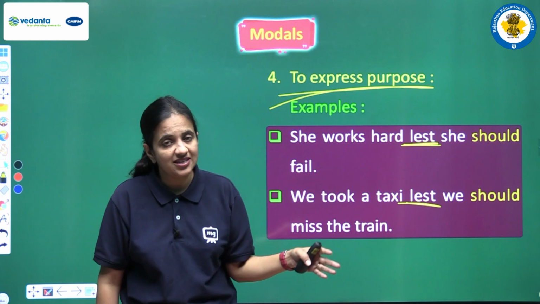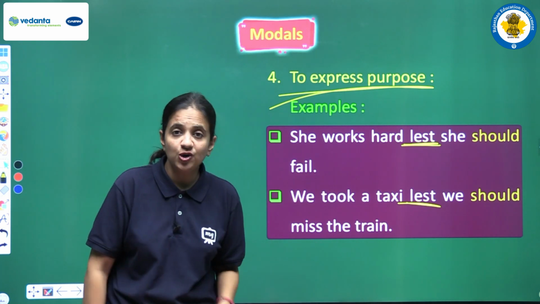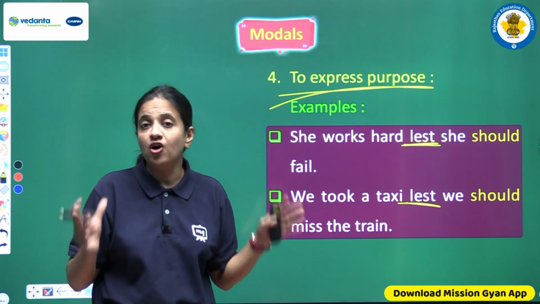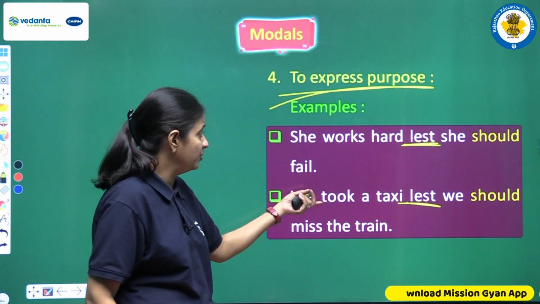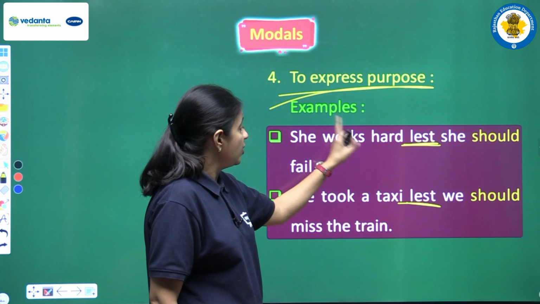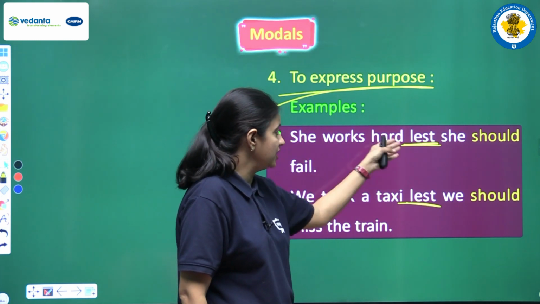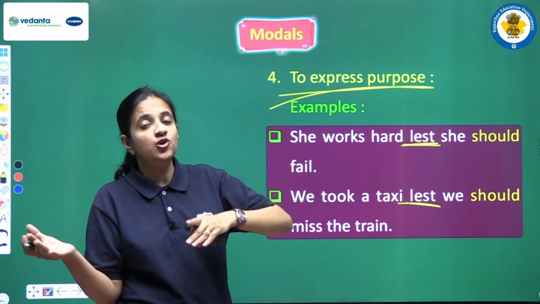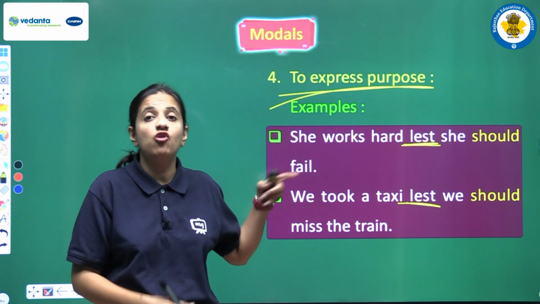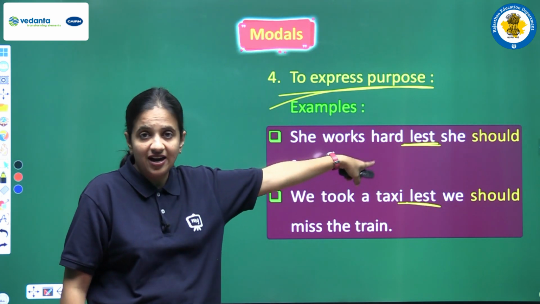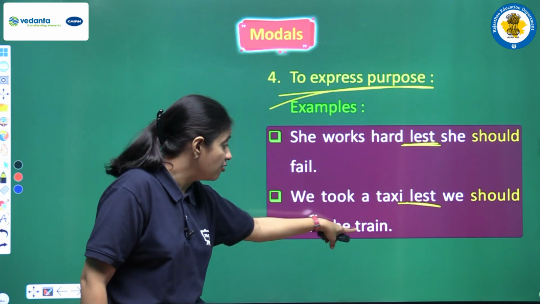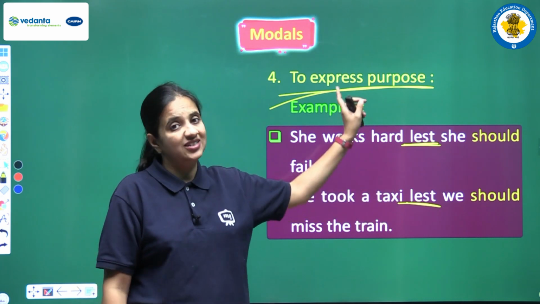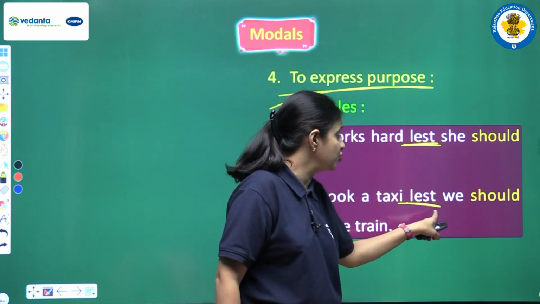So yes, purpose is there but the sentence has a negative meaning. Just like in both the sentences we are not able to see any "not", but the sentence has a negative meaning. There was some girl who was actually working very hard because वो बिल्कुल नहीं चाहती थी वो फेल हो जाए. So फेल होने से बचने के लिए, just to avoid this thing, she was working very hard. Clear? Similarly, just to avoid missing the train, we took a taxi. So this is the structure lest plus should.